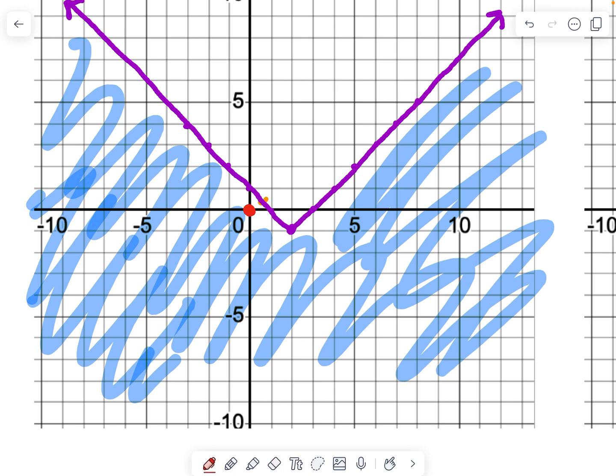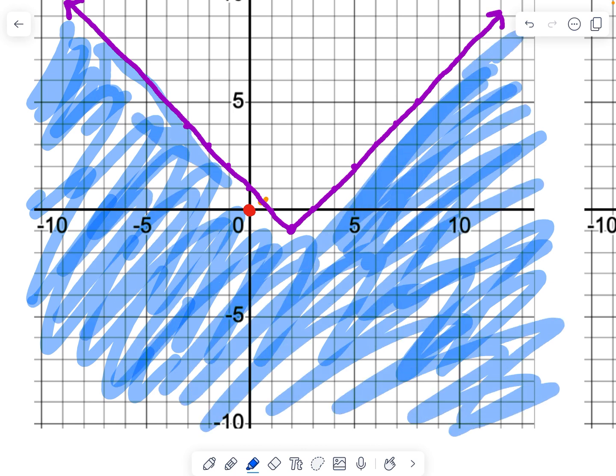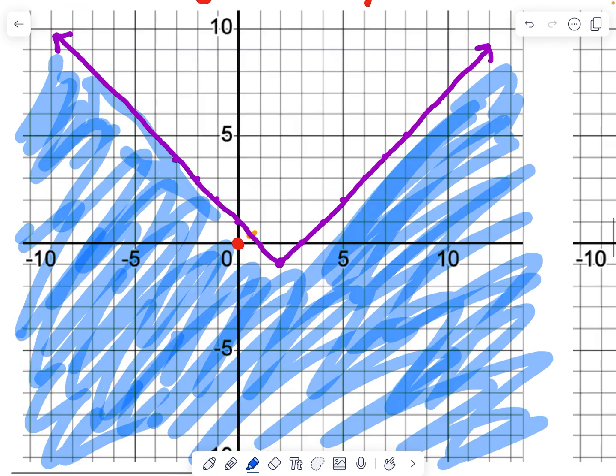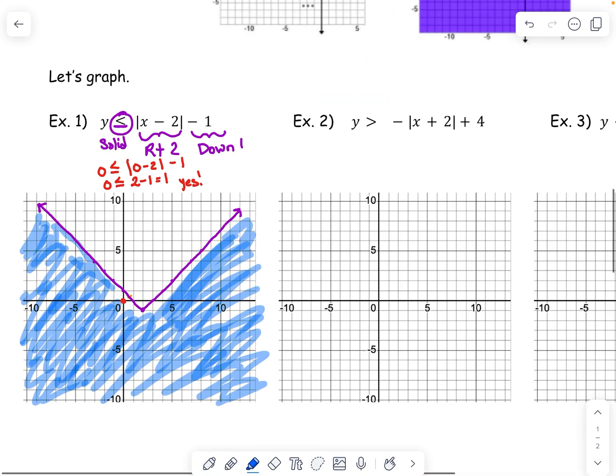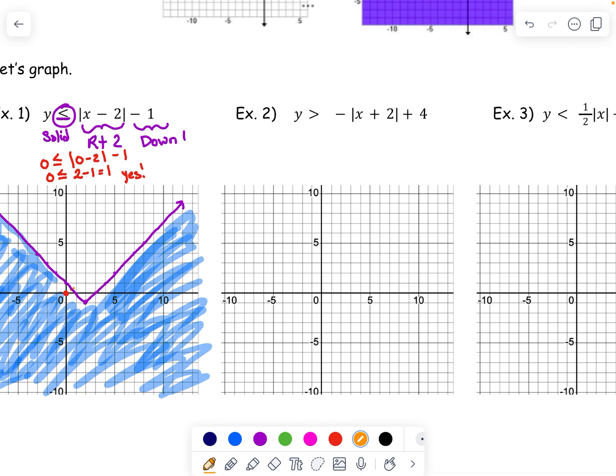If we had picked that other point, we obviously would have had some false answers over there. But do we have to check it? No, we do not. Once you get one true or false, you just pick the shaded region. Okay, cool. So just to review, we had an equal sign, so we made a solid boundary, and we also had to shade inside or outside. Okay, here we go. Next one. This one we are going to reflect over the x-axis.